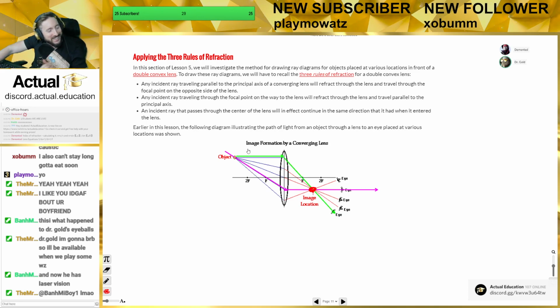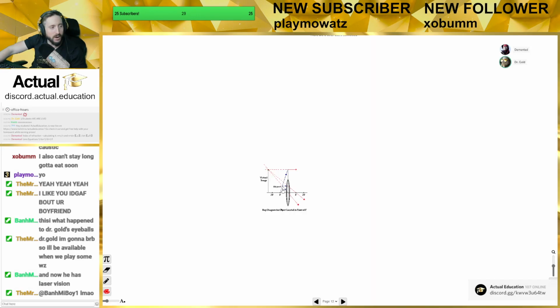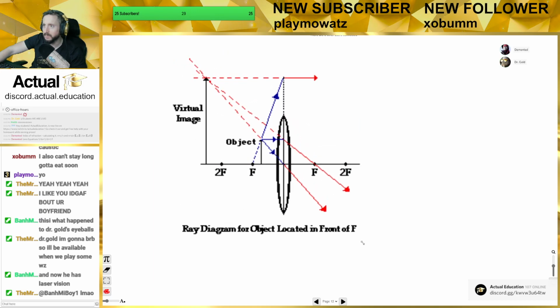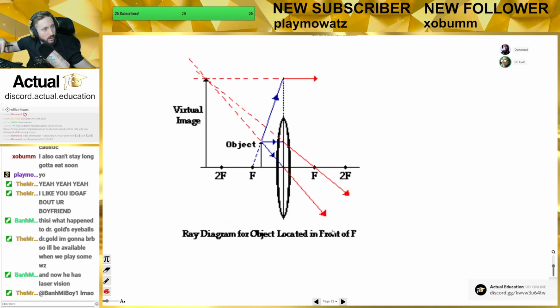This is what happened to Dr. Gold's eyeballs. In a way, I did get LASIK like four or five months ago. It's been pretty all right. I still have a hard time seeing at night. Honestly, my eyes are still kind of messed up, but it's okay. I appreciate not having to wear glasses all the time. I do not have laser vision. Mechanical, ping me when we're playing some Warzone.